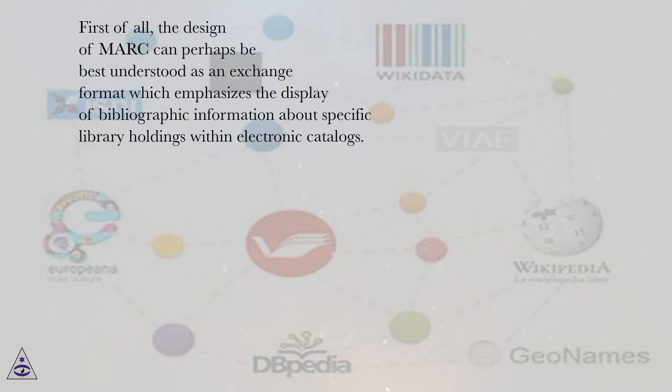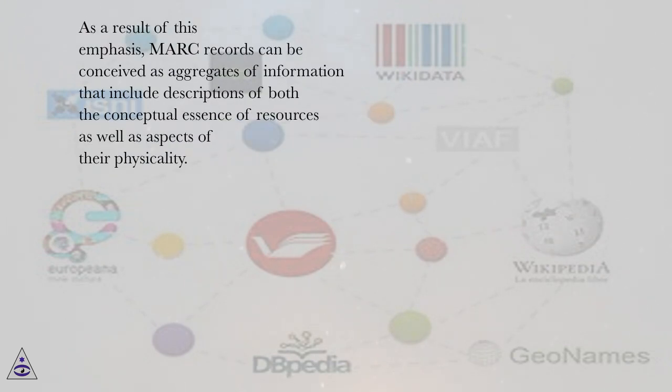First of all, the design of MARC can perhaps be best understood as an exchange format which emphasizes the display of bibliographic information about specific library holdings within electronic catalogs. As a result of this emphasis, MARC records can be conceived as aggregates of information that include descriptions of both the conceptual essence of resources as well as aspects of their physicality.